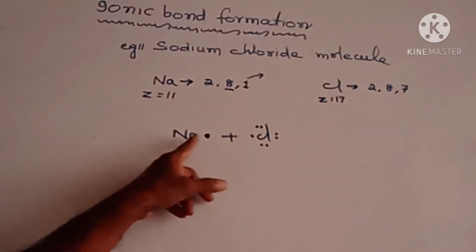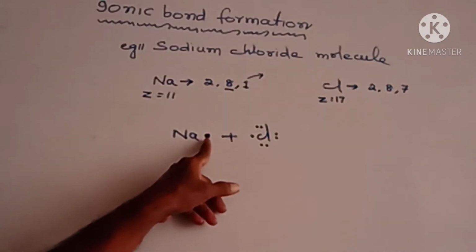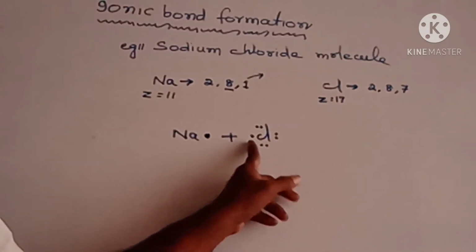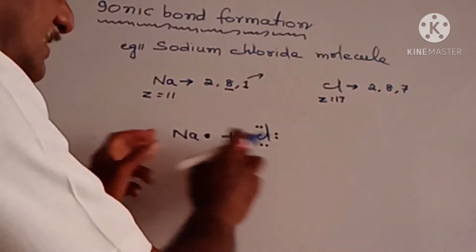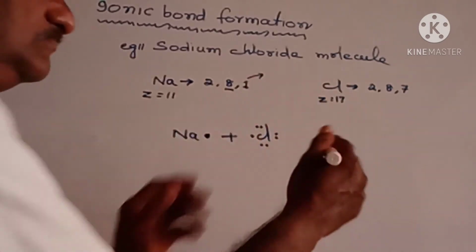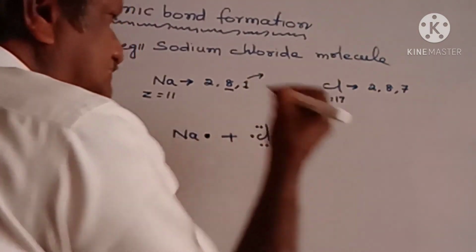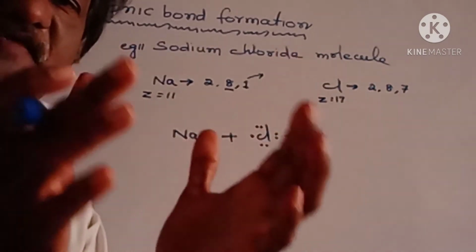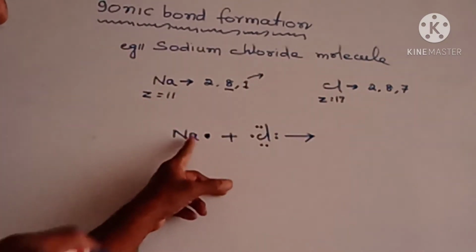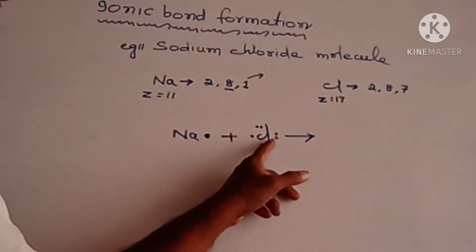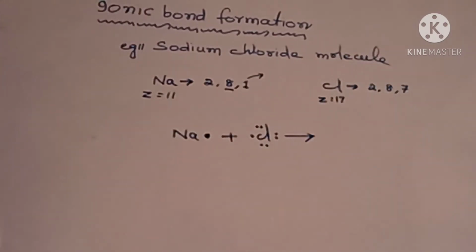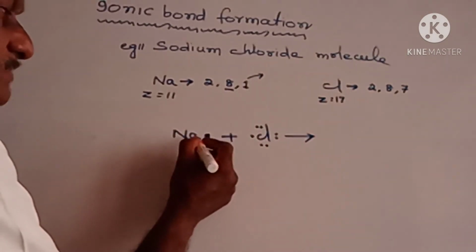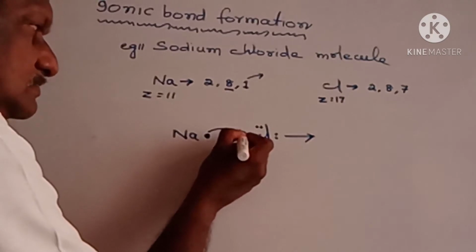Now the sodium atom is ready to give up 1 electron. The chlorine atom is ready to take 1 electron. At that moment, imagine this atom and this atom both reach near each other. Then what happens? The sodium atom is ready to give 1 electron, and the chlorine atom is ready to receive 1 electron. When both come near, the sodium atom gives its electron to the chlorine.